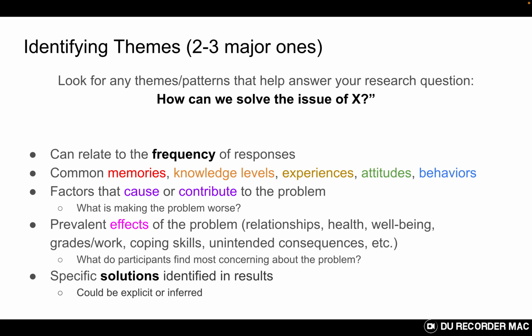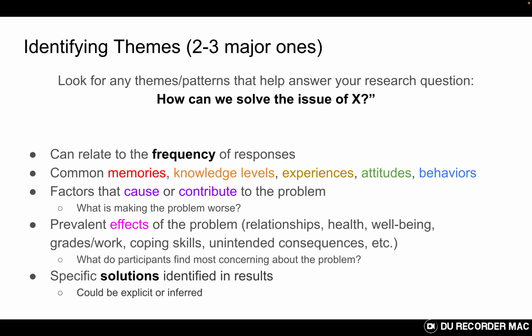And then there could be inferred solutions too. So if you didn't ask about a particular solution, maybe you can infer one from the data. So for example, let's say I'm noticing one theme is that everybody keeps saying, I don't really know about healthy food options. I don't really care how food affects my body. It doesn't concern me. Well, then that tells me maybe we need better education about food options on campus.